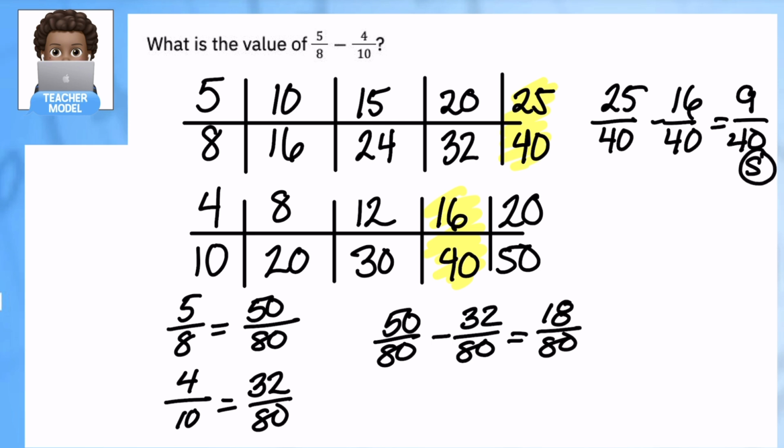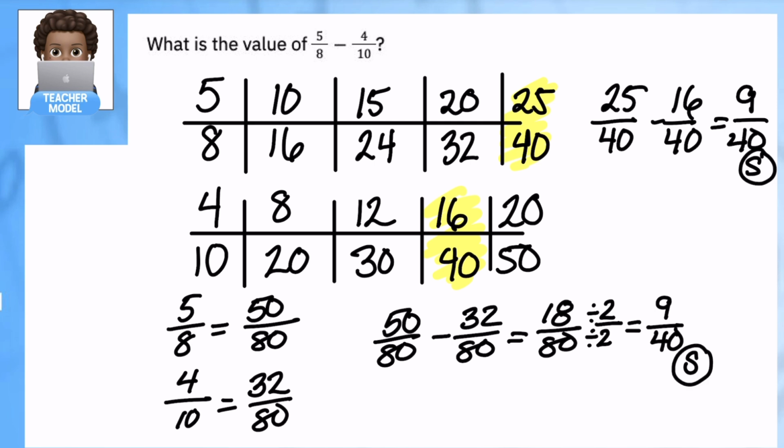Now think of 18. My factors for 18 are 1, 2, 3, 6, 9, and 18. Can I divide 80 by any of those numbers? And the answer is yeah. I can divide both of these numbers. I can divide 80 by 2. So 18 divided by 2 is 9, over 40. And what do you know? Now I have it in simplest form.